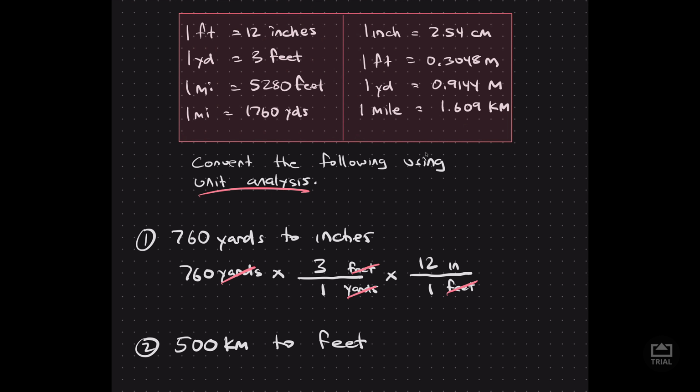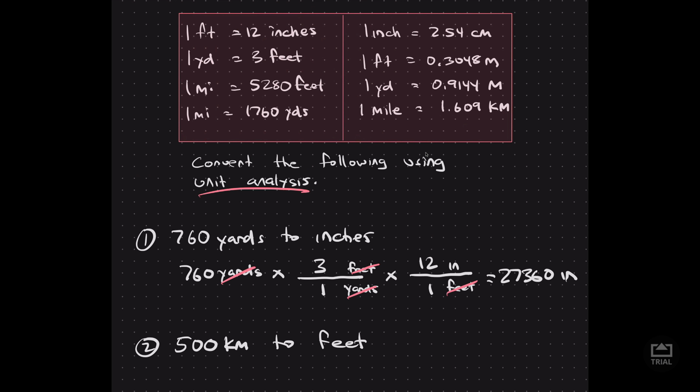And now basically I'm just going to multiply that straight through. I don't need to divide by anything, because all of the numbers that are in the denominator are just 1, and dividing by 1 is not going to change anything. So 760 times 3 times 12 equals 27,360 inches. Okay, let's go to the next one, which is kilometers to feet.